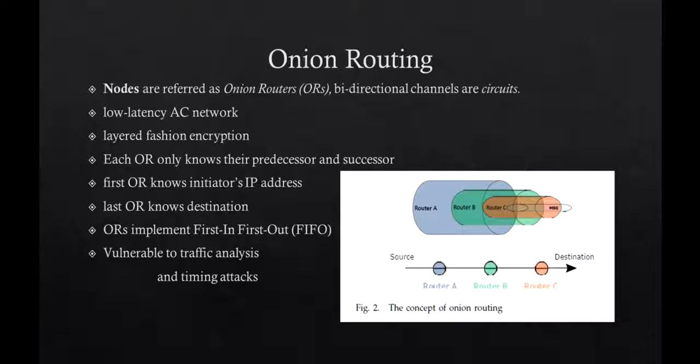As you see in the diagram, it is like removing one layer after another till it reaches the destination. The first OR knows only the initiator's IP, while the last OR knows the destination. As you can see, the ORs implement the first in, first out strategy. This routing protocol is vulnerable to traffic analysis and timing attacks.